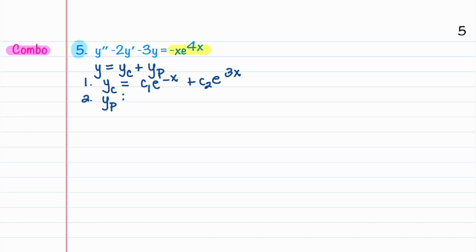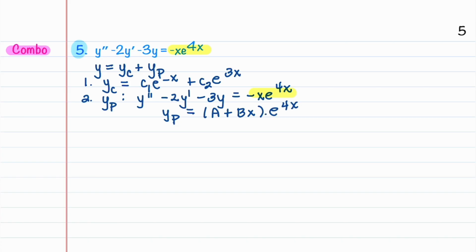So let's write down our non-homogeneous equation. Y double prime minus 2y prime minus 3y is equal to minus xe to the 4x. Now we get to choose our particular solution. Because our right-hand side has a polynomial of degree 1 times an exponential, our particular solution has to be a plus b times x, that's a first-degree polynomial, times our exponential, and the power has to be 4x to match the right-hand side. Let's go ahead and take our derivatives.